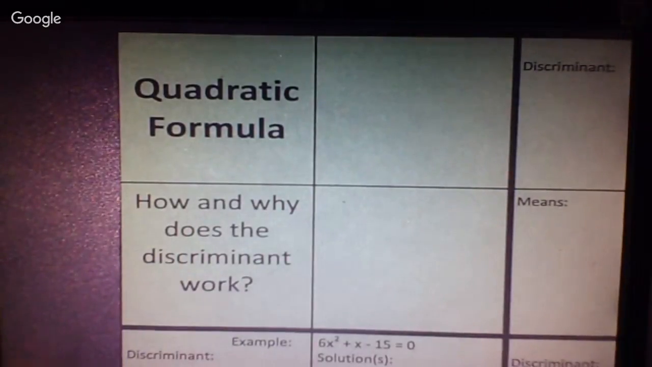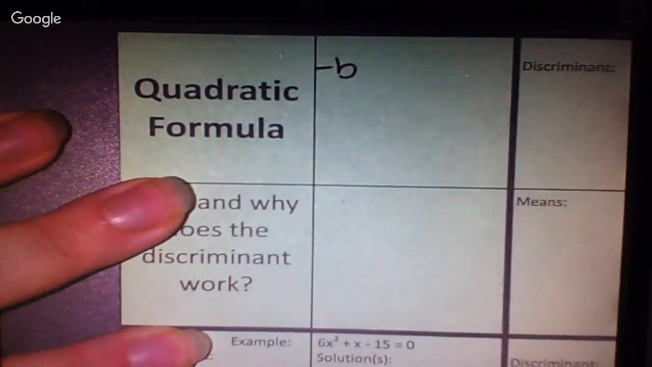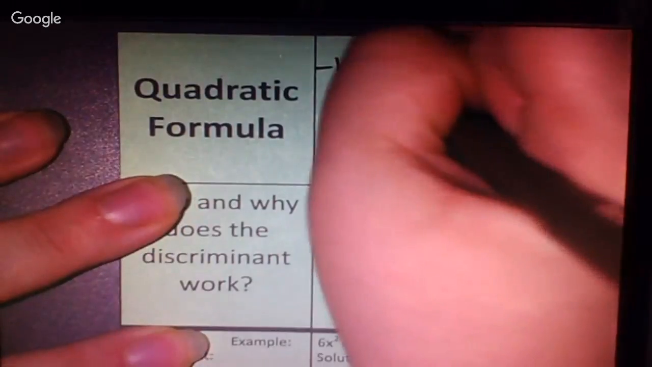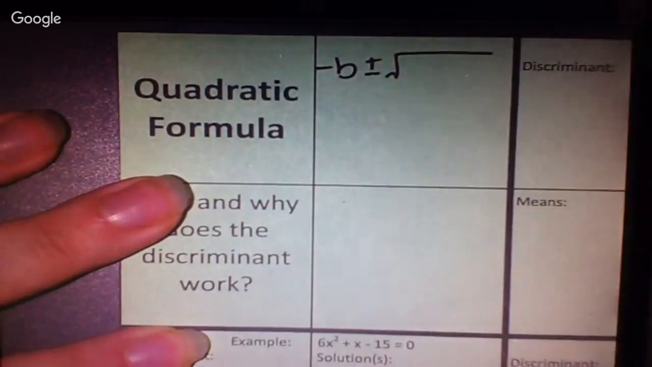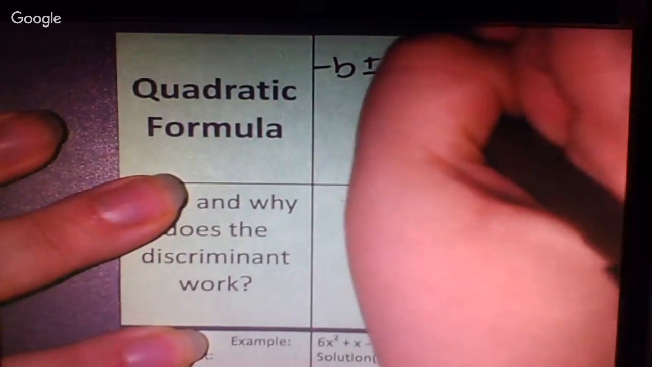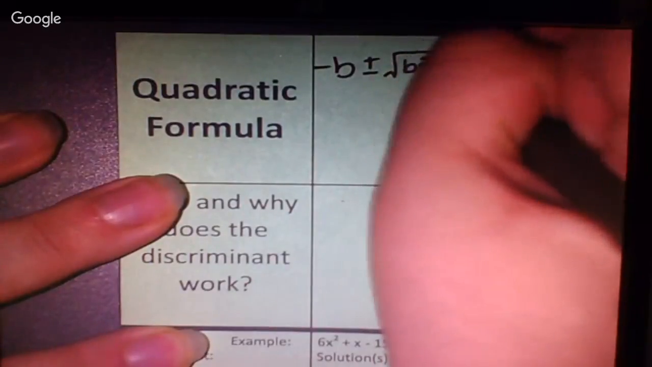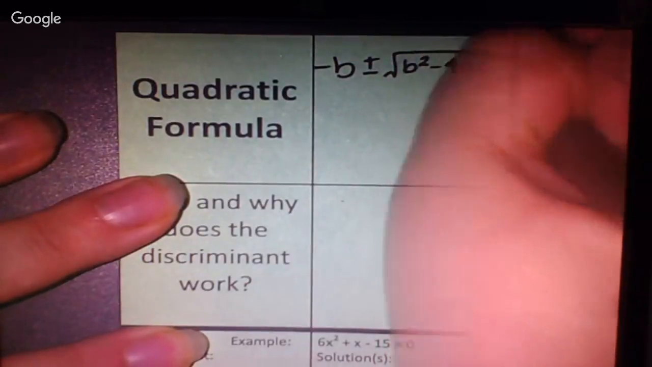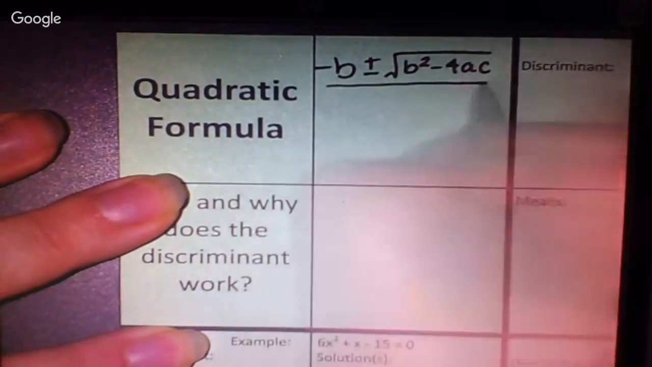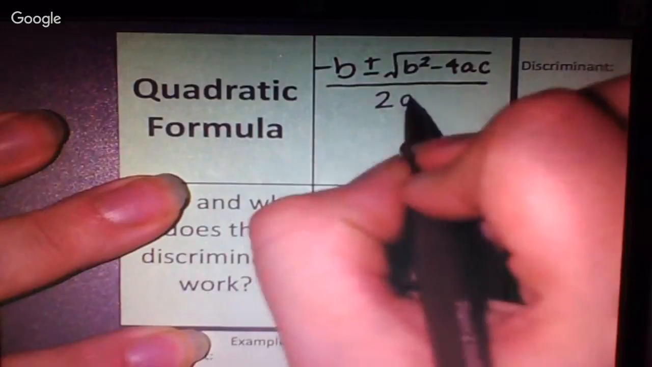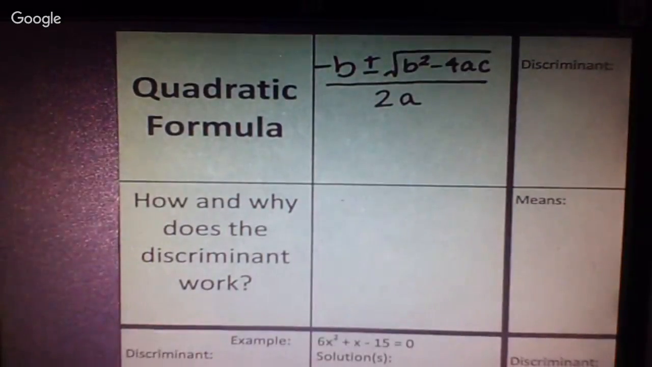Your quadratic formula is -b plus or minus the square root. Underneath the square root, you need to put b squared minus 4ac. And this entire thing, once you get that answer, is divided by 2 times a.